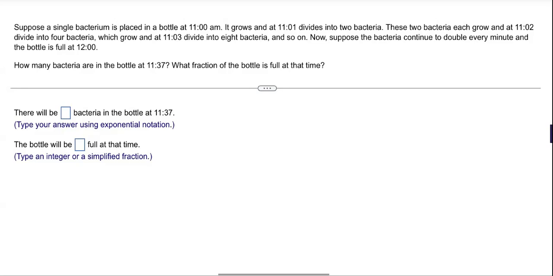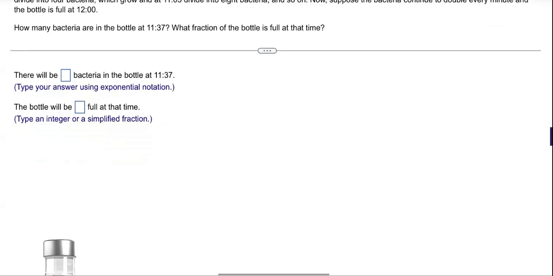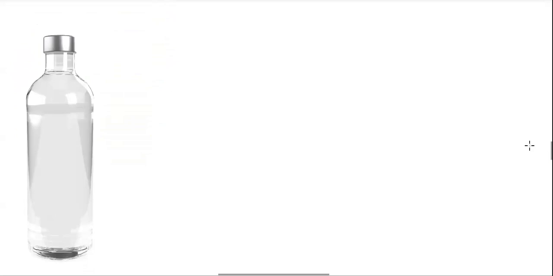So let's do some visualizing. Gosh, good thing I'm no writing tutor or spelling tutor. So here's my bottle. Okay, all right. At 11 o'clock, put one little dude in there. Cool. At 11:01, 1 minute later, that's split into two, or just doubled.